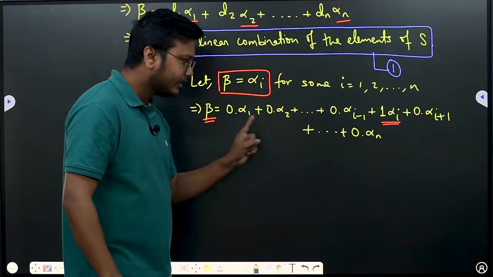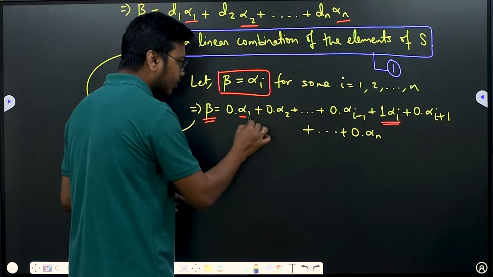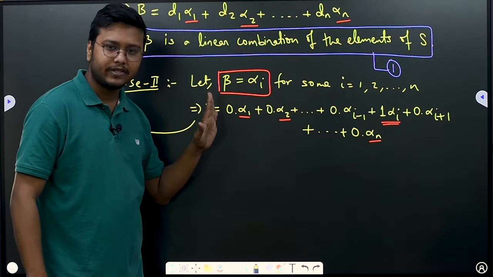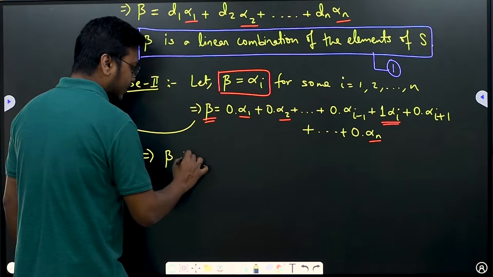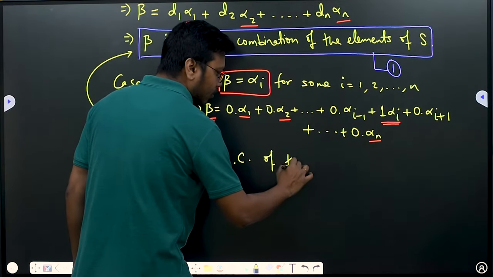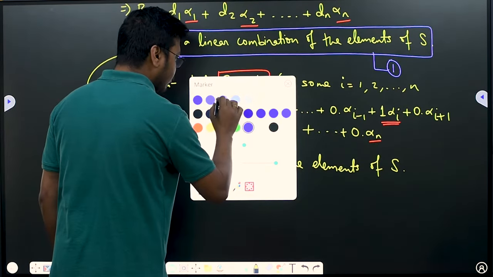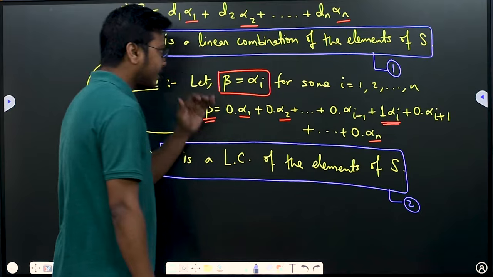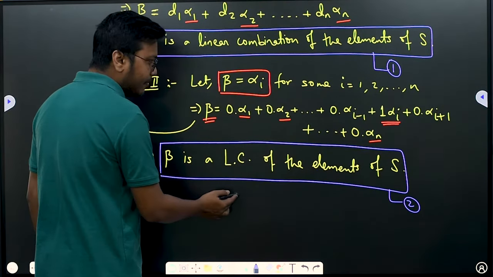So again, from this relation I can say that beta is a linear combination of the elements alpha 1, alpha 2 up till alpha n. So beta is again a linear combination of the elements of S when I'm dealing with case number 2. This implies that beta is a linear combination (LC) of the elements of S. Let's call this number 2. The same thing is happening in both case 1 and case 2. So now I can make a generalized statement.